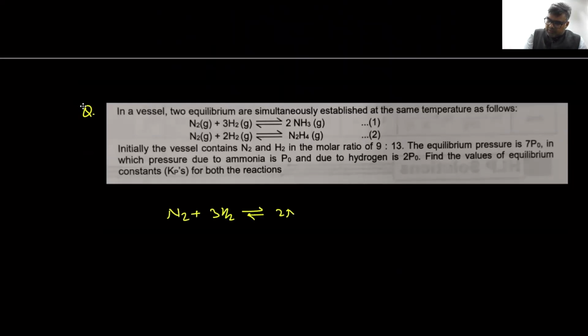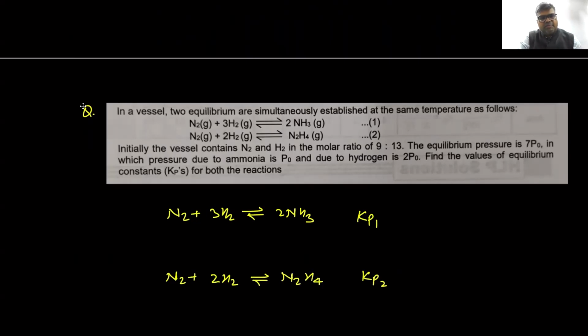This is one equilibrium. It's given that in a vessel, two equilibria are simultaneously established at the same temperature as shown below. Initially, the vessel contains nitrogen and hydrogen in a molar ratio of 9:13. The equilibrium pressure is 7 P naught, in which the pressure due to ammonia is P naught and due to hydrogen is 2 P naught. Find the value of equilibrium constant Kp for both the reactions. So the first equation is N2 plus 3H2 gives 2NH3. Let's say I write Kp1 for this expression. Next is N2 plus 2H2 gives N2H4 gaseous. For this, I'll write the equilibrium constant as Kp2.